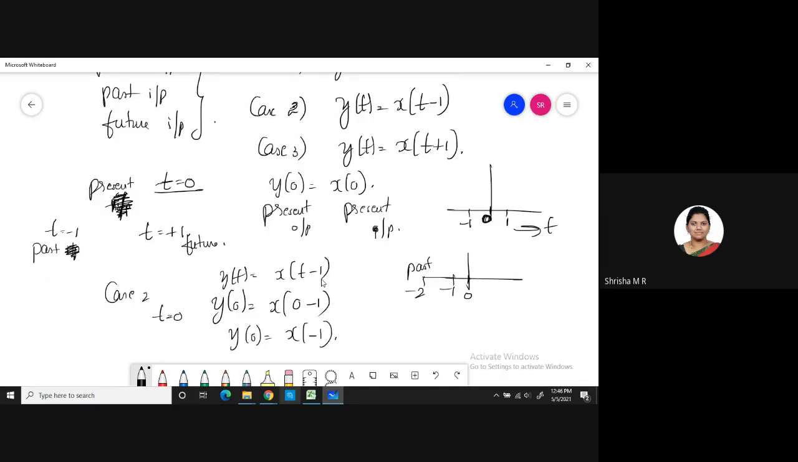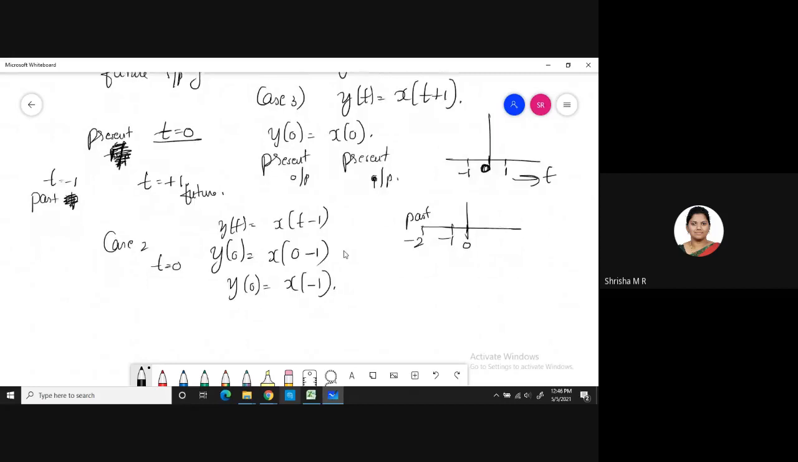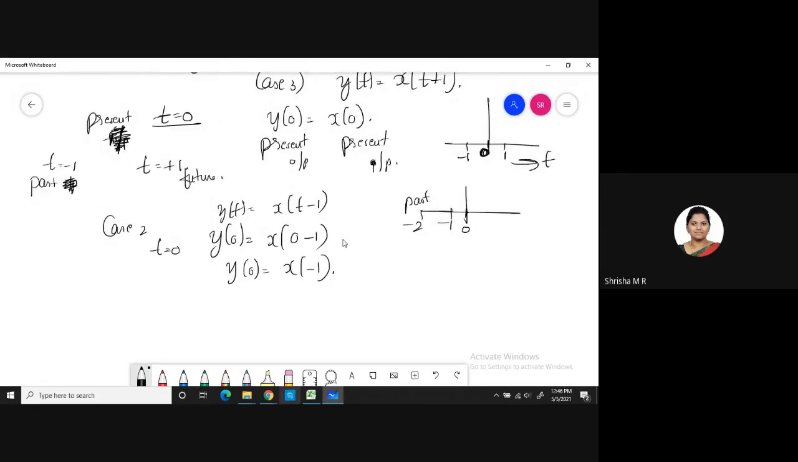What is the meaning of this? Output is depending on, what is this x(-1)? Past input. Okay, so y(0) = x(-1) is nothing but your present output is depending on past input.